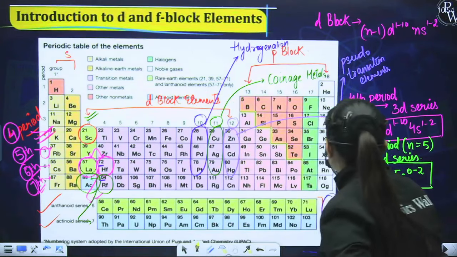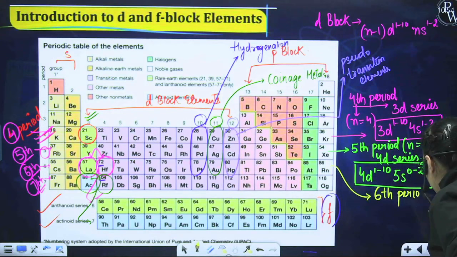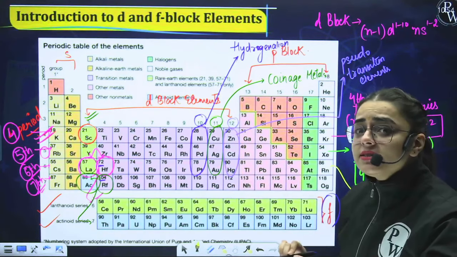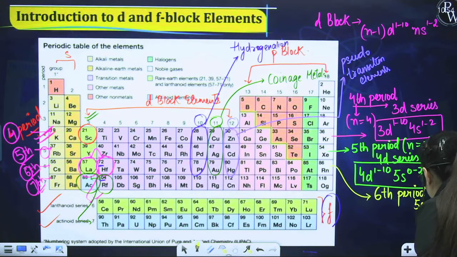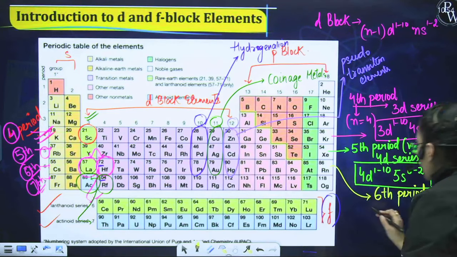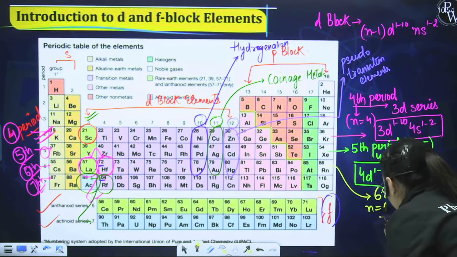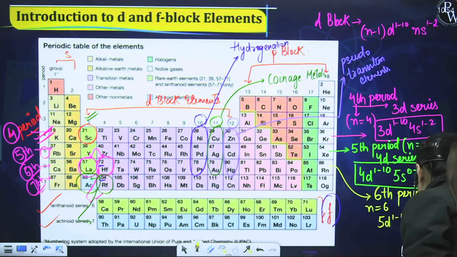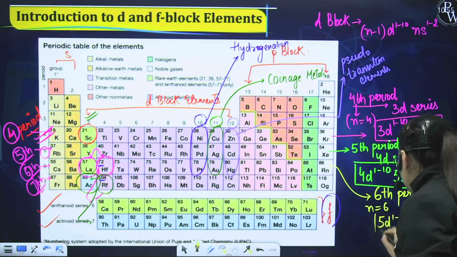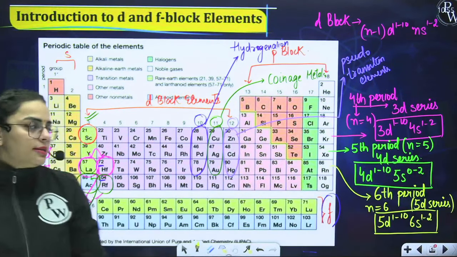Now we have the next period, that is the sixth period. The sixth period is referred to as the 5d series. How come? Let us see. The sixth period means n value is 6. If n value is 6, 6 minus 1 is 5, so 5d 1 to 10. Again, n is 6, so 6s 1 to 2. So this is the general electronic configuration for the 5d series. Is it clear to you?